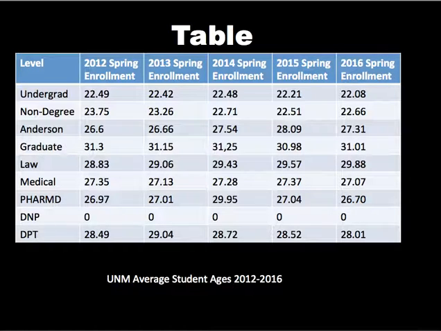The data that we use shows the average age of UNM students between the years 2012 and 2016. And in this data set, we can see that the most common age for UNM students is between the ages of 25 and 30.